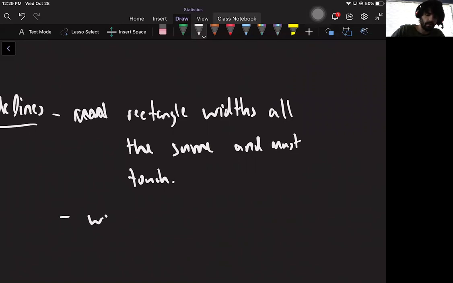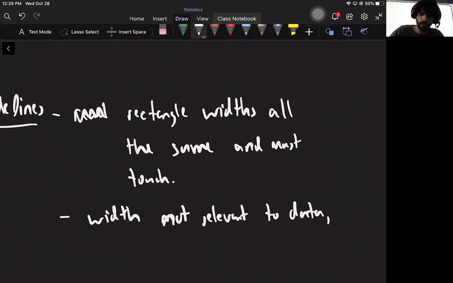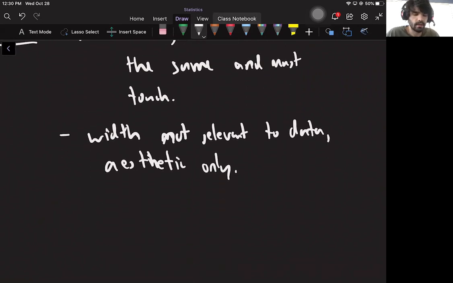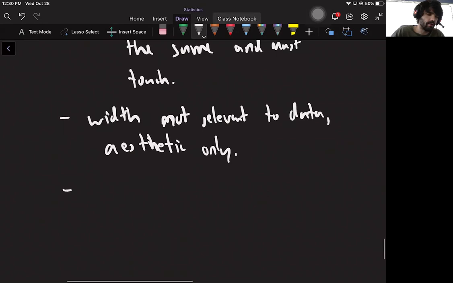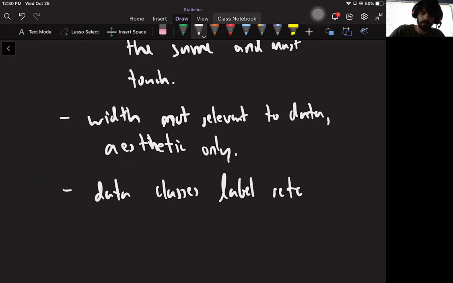So let me write part of what I just said down. The width is not relevant to the data. It's just aesthetic only. Of course, you shouldn't make everything super wide because then nobody could see things, or make it too big. All right. So the next is that the data classes are what label the rectangles, and the frequency tick marks should be evenly spaced.